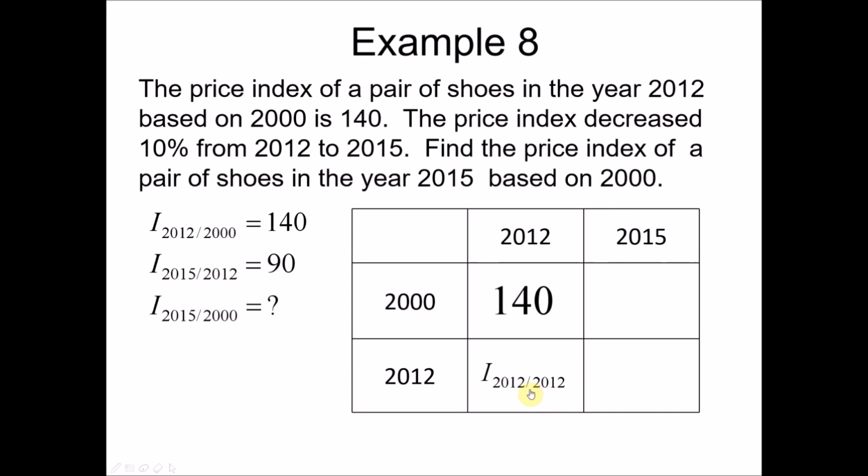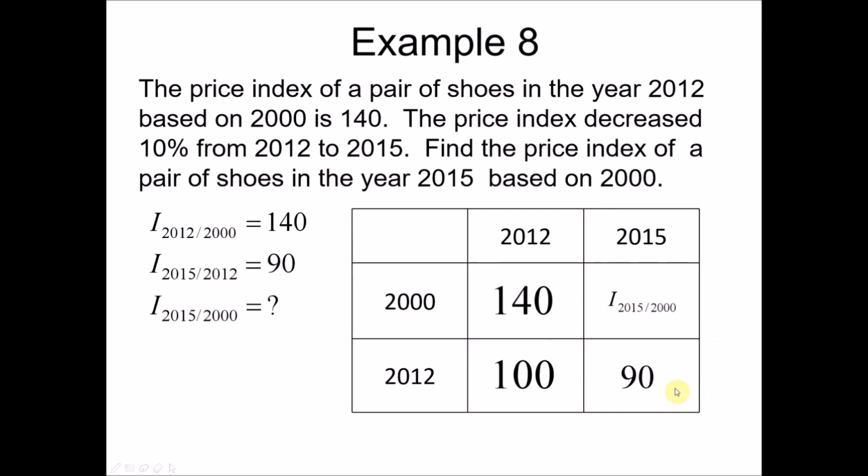You can see that it's from the same year. Of course, there is no change to the price because it's 2012 based on 2012, the same year, so the price index will be 100. This slot here is the index for 2015 based on the year 2000. That is the value that we're looking for, so we leave it blank. We go to the last slot. We have the price index for 2015 over 2012, which is 90.